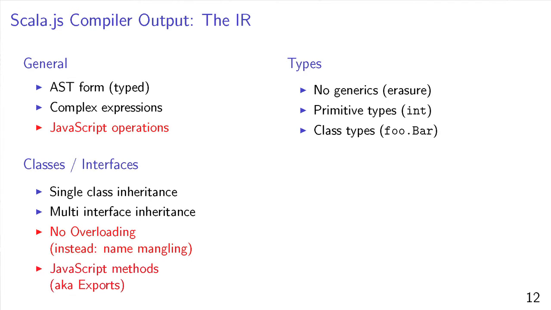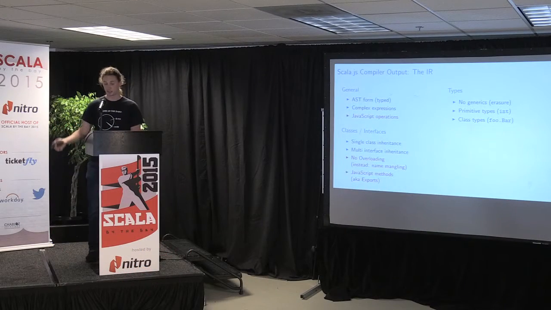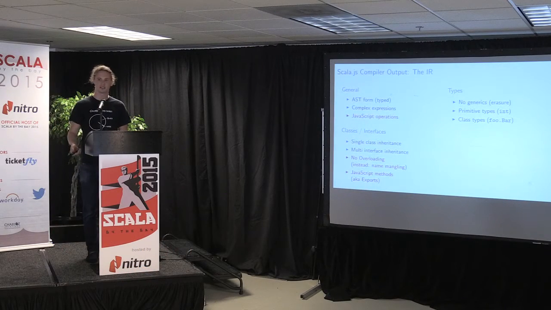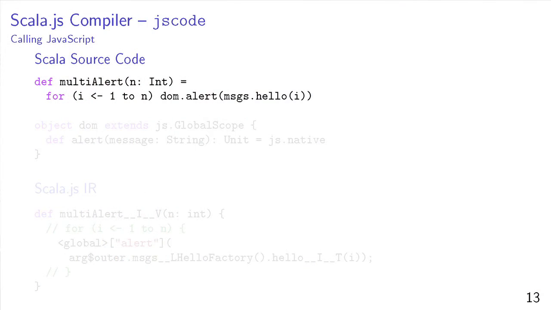And as we've already seen a bit, every class can also have JavaScript methods on it. So these three are definitely things which are different: the JavaScript operations, the name mangling for overloading, which I'm not going into detail on because it's pretty trivial, and the JavaScript methods. So how do we do this translation?